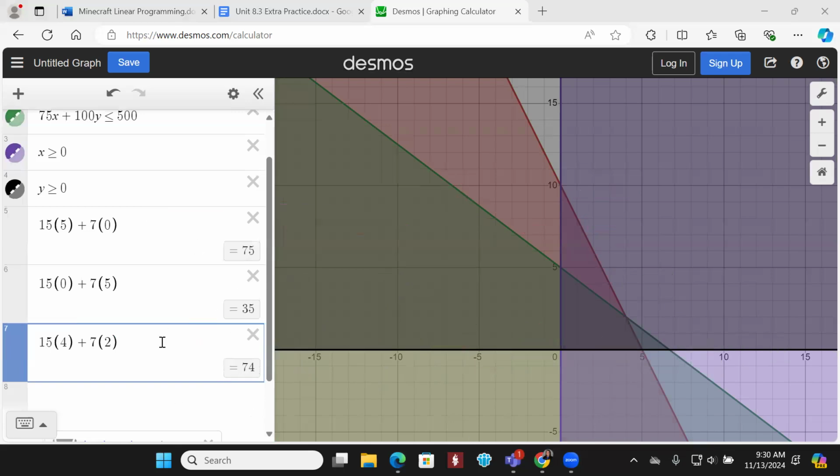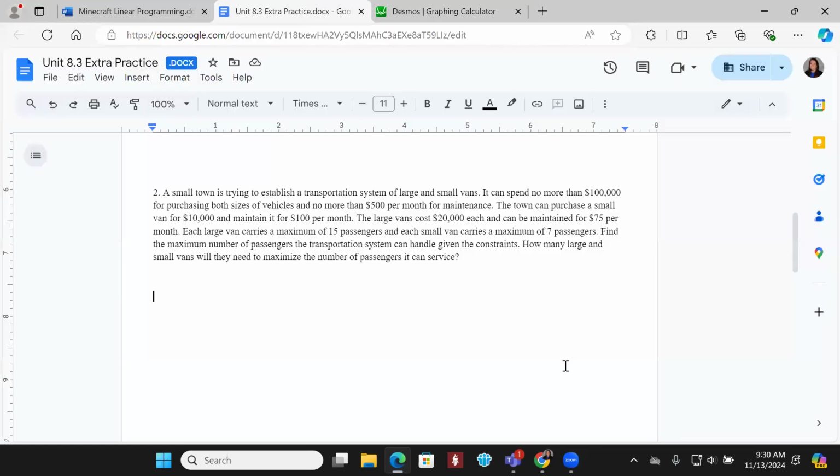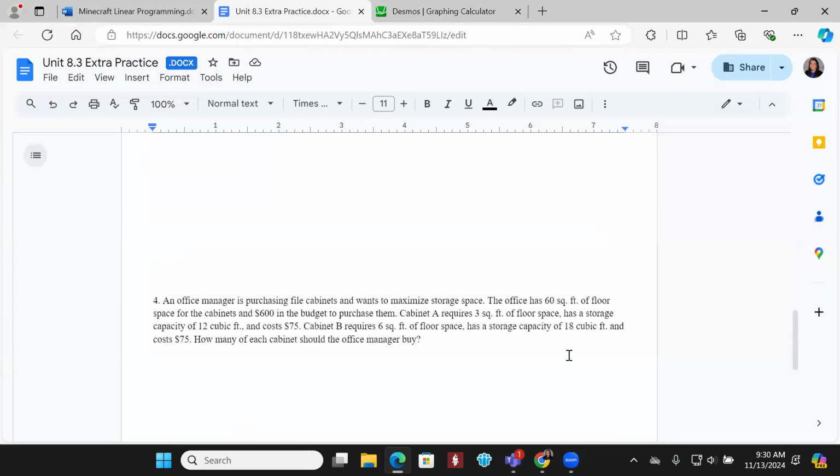All right, so which one is it? 50 gives you the best. So 5 people in the large van, or 5 large vans. Getting better or worse? Good. Flip. Do 3 and 4.